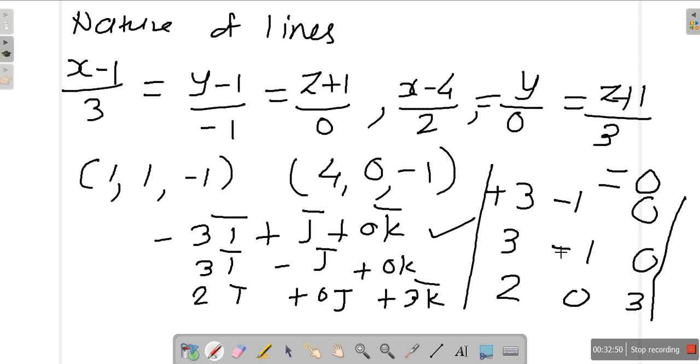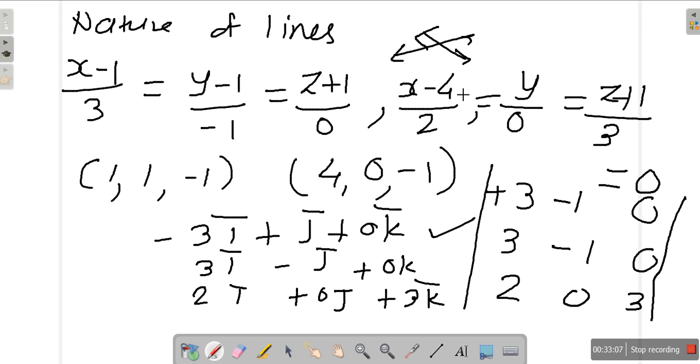As the determinant is 0, it means the lines are coplanar. They are of course not parallel. So lines are coplanar but not parallel means what? They must be intersecting. So what is the nature of these lines? These two lines are intersecting lines.